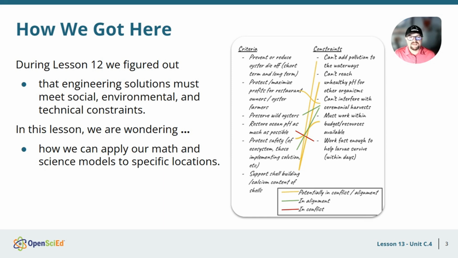When I start class here, I like to remind students of that lingering question: how can we apply our math and science models to specific locations to protect oysters? I'll usually point back to our class carbon cycle model on the wall and ask students to keep in mind that whatever solution they propose has to account for the actual chemistry of that local system.